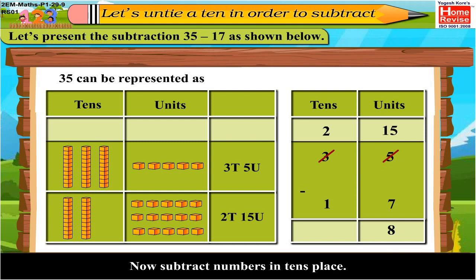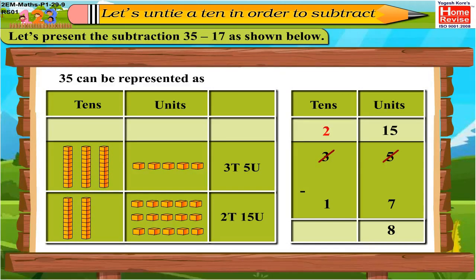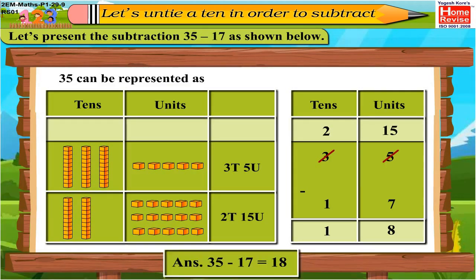Now subtract numbers in tens place. Therefore, 2 tens minus 1 ten is equal to 1 ten left with us. Therefore, write 1 ten in tens place. Therefore, 35 minus 17 is equal to 18.